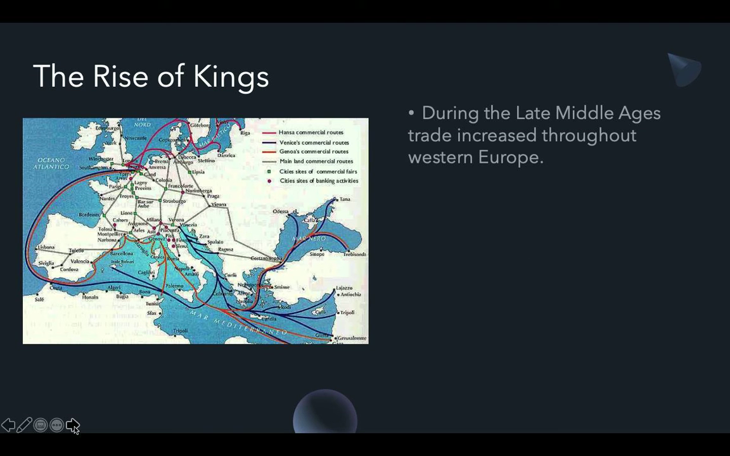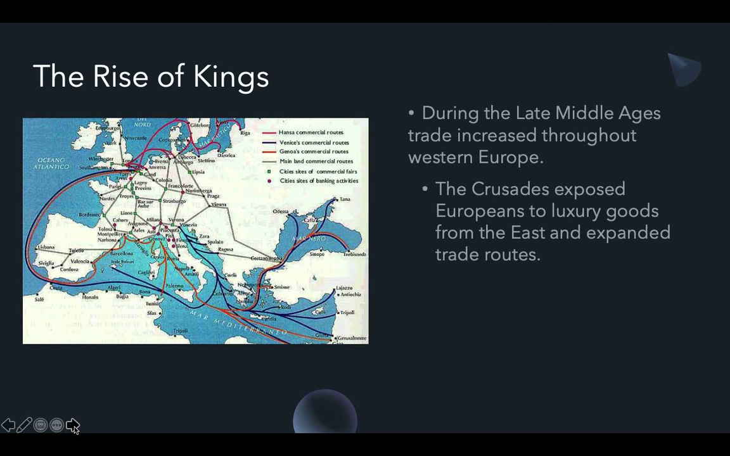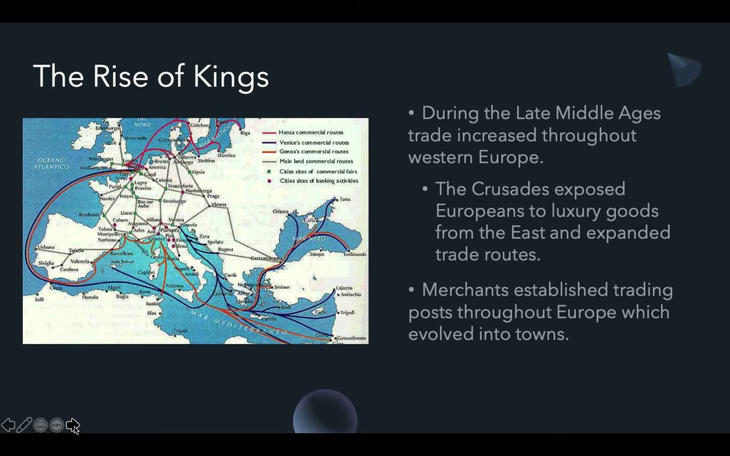During the late Middle Ages, trade increased throughout Western Europe. This was primarily due to the Crusades, which had brought luxury goods from the East into European areas and expanded the trade routes as merchants sought to get at these goods and make a profit. And merchants established trading posts throughout Europe, which eventually evolved into towns.